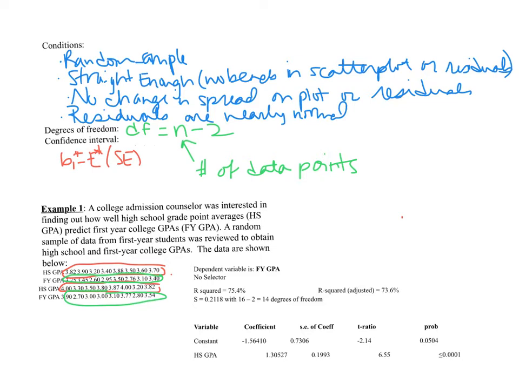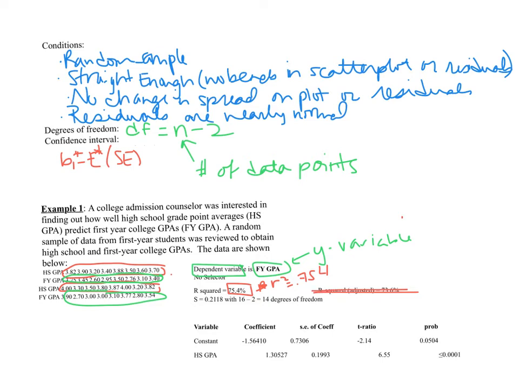Okay, I'd like to review what this computer printout is telling us. The first thing they tell us is that the dependent variable is FYGPA. That is our Y variable. Sometimes they give you stuff that you don't need, like this no selector thing that's not necessary. The next thing they give us is the R squared. You've seen R squared before. We actually usually write it as a lowercase r. It would be 0.754. R squared adjusted we aren't going to use, so you can ignore that.